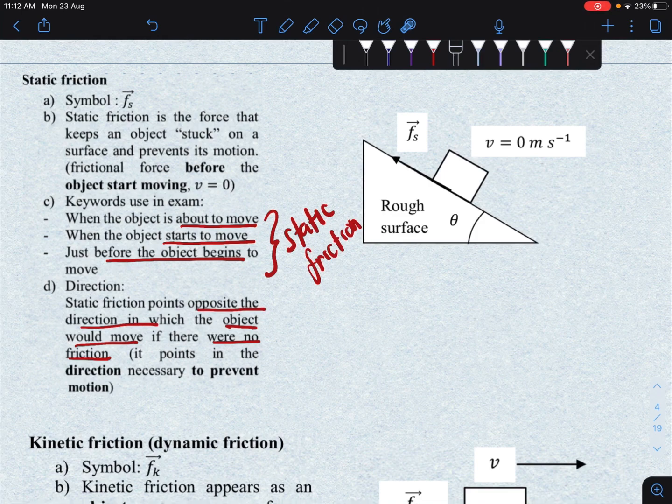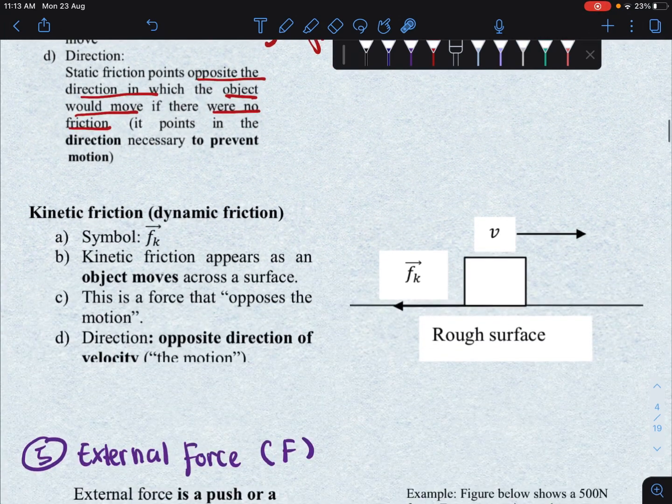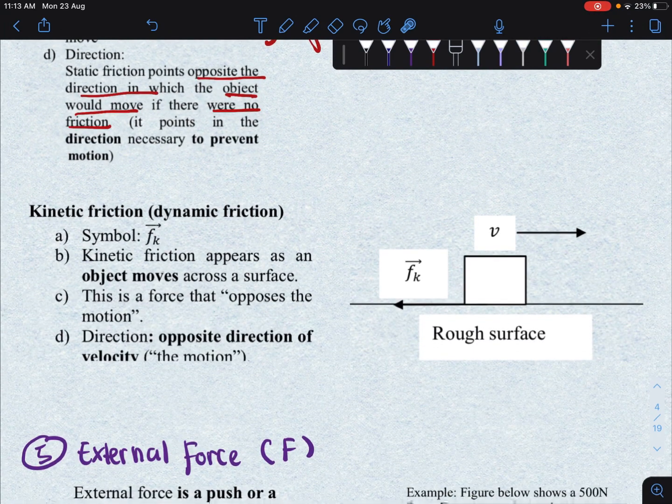Okay, so remember, to experience friction there must be a rough surface. Static friction is before it's moving, before it wants to move, and its direction must be in the direction that opposes the direction of the motion. So let us look at kinetic friction, also known as dynamic friction. Okay, for kinetic friction we use the symbol F subscript K. Alright, F subscript K here.